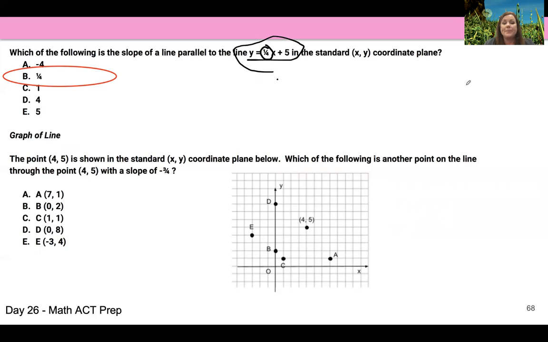Now this one, they want to know what is another point on this graph with 4, 5 with a slope of -3/4. This would be one where I'd sit here and go, okay, let's go down 3 and over 4. Ooh, it didn't meet anything. So let's go up. Over 4, up 3. So that answer is point D, (8, 8).